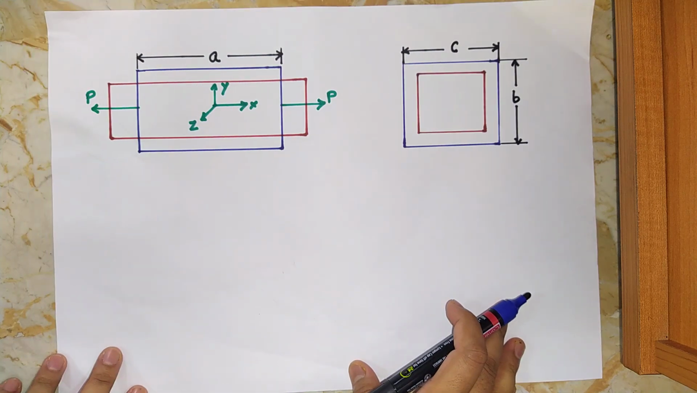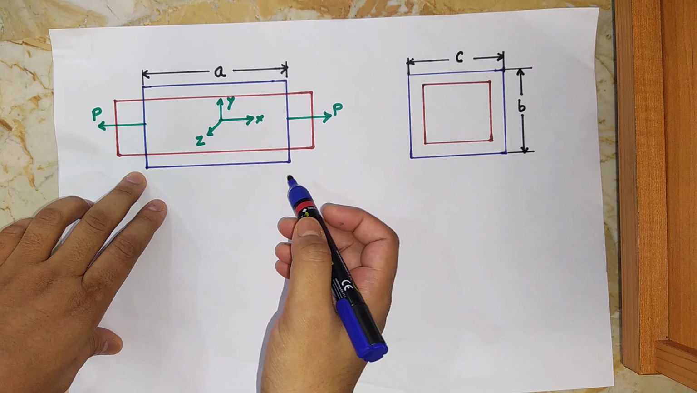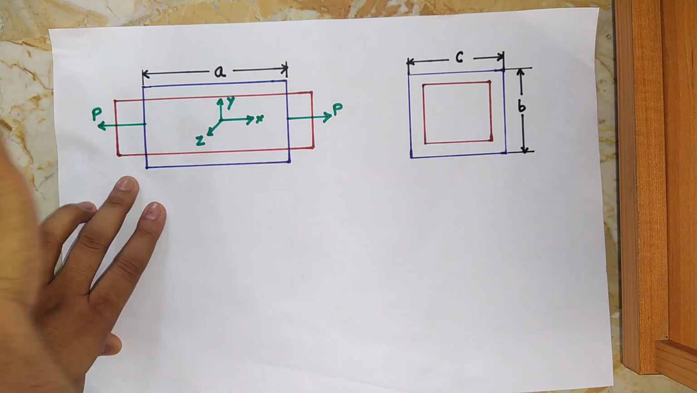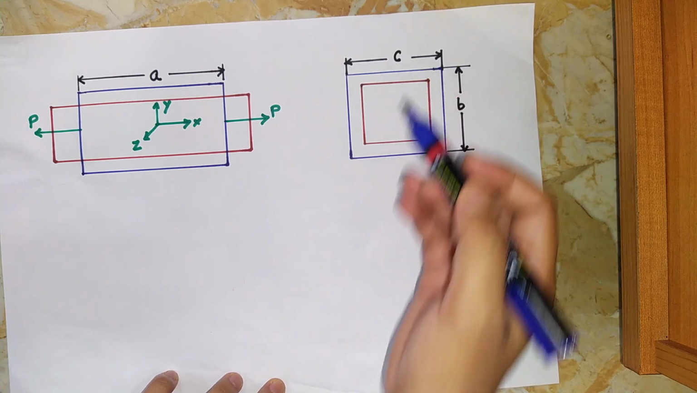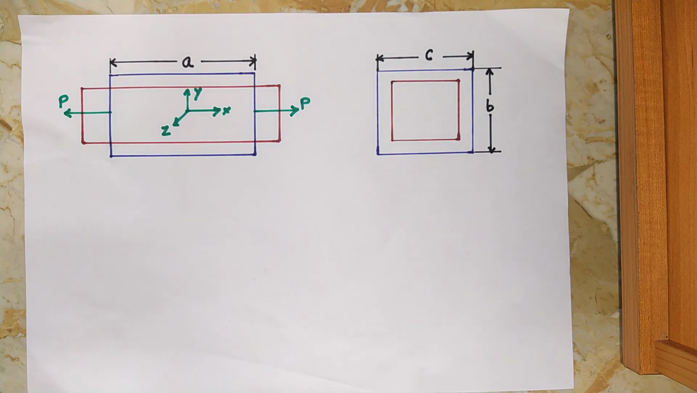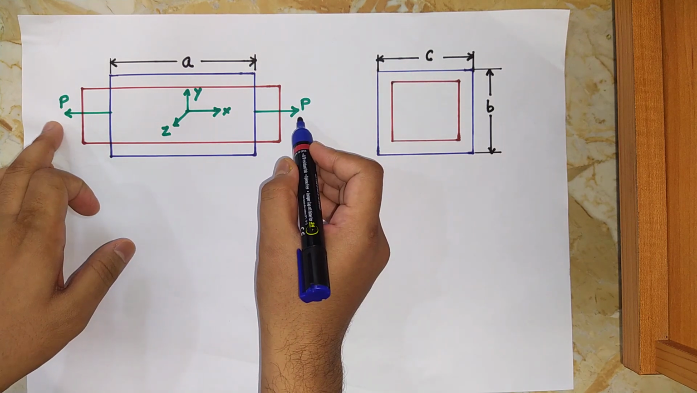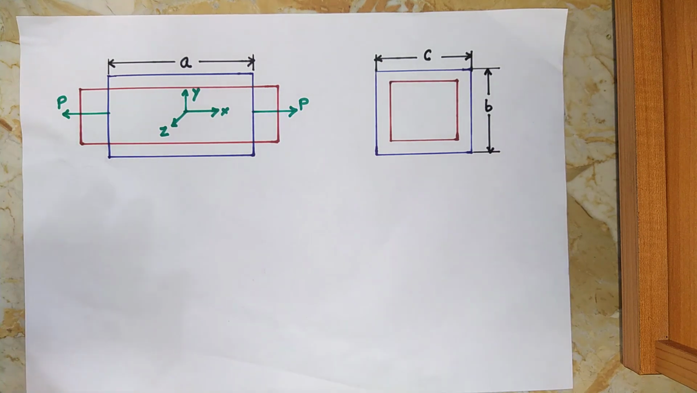Okay, so for our discussion, we have taken this prismatic bar which has initial dimension A, and when seen through the lateral direction, this is the cross section which is B and C. So the initial dimensions of the prismatic bar that we have taken are A, B and C. So let us now load the material by applying load P in the axial direction and find out what is the change in the dimensions.